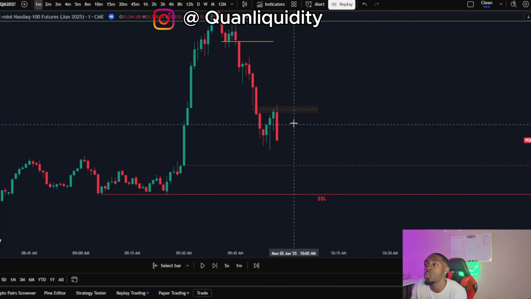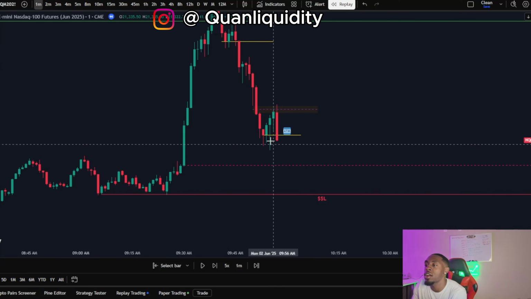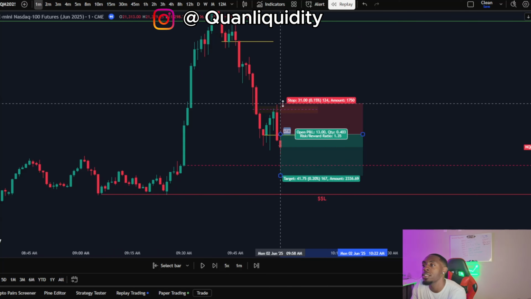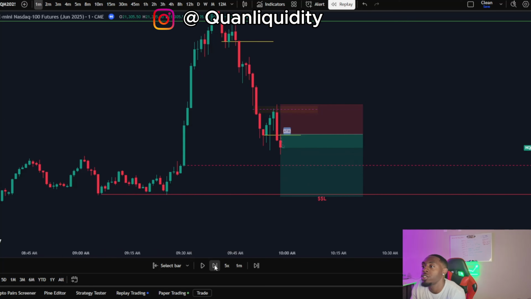And as you can see, we got a great reaction from it, and then we get the close below, creating our trigger. So this is our ATM model here, meaning all we have to do is wait for that tap, boom, now we're triggered in. This is the criteria for the trade. Stop will be at the high, and our target can still be that low. And as you can see here, absolutely perfect.